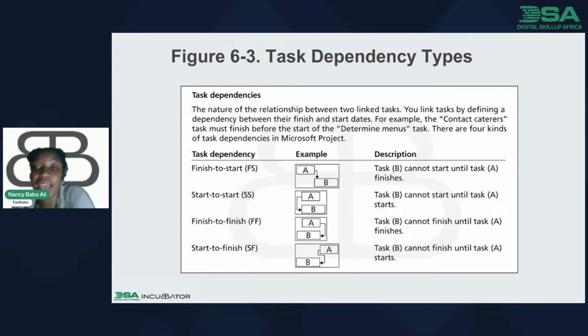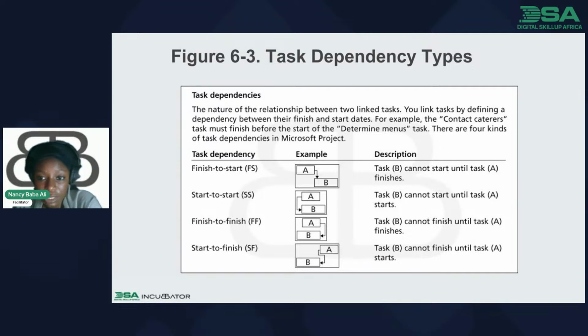So as you can see for FS, task B, the arrow points from A to B. So task B cannot start until task A finishes. This is more of a waterfall. It's a direct flow: A, B, C, D, or 1, 2, 3. There is no way you can go around it. It has to be in an orderly manner. And then for start to start, task B cannot start until task A starts, meaning that even though you want to go ahead with task B, task A has to reach a certain percentage before you can start task B. It's a bit more flexible than A to B.